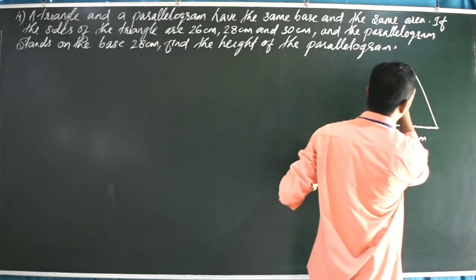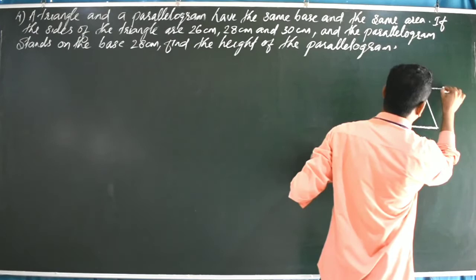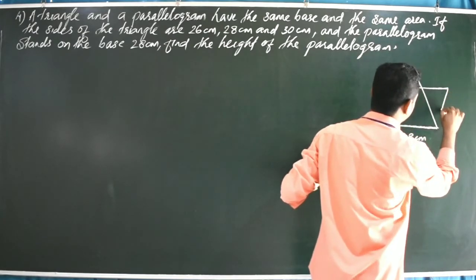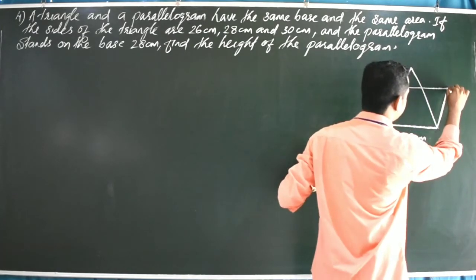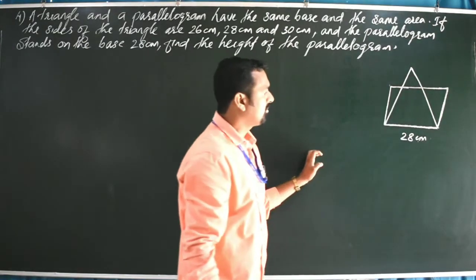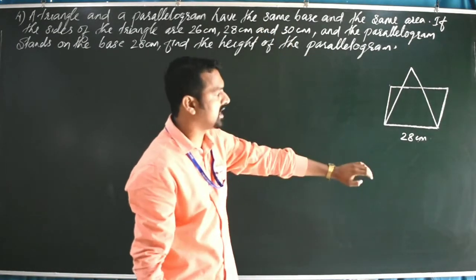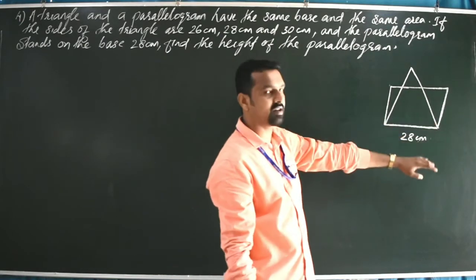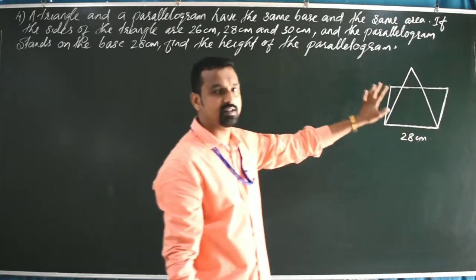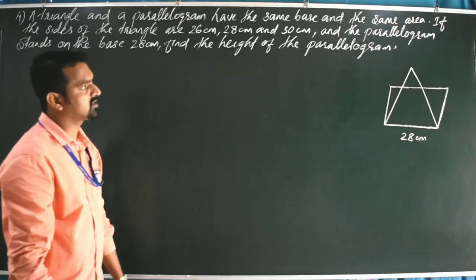What is a parallelogram? Opposite sides are equal and parallel. That is a parallelogram, so this one is a parallelogram. A triangle and a parallelogram have the same base, 28 cm, and the area is also the same. Both the parallelogram and the triangle have the same area.